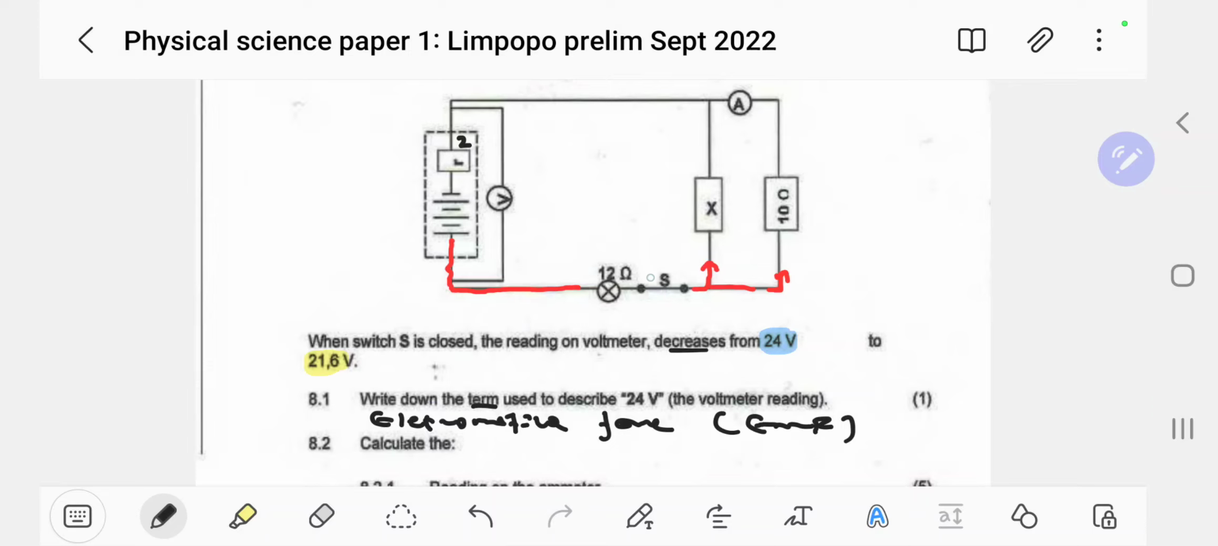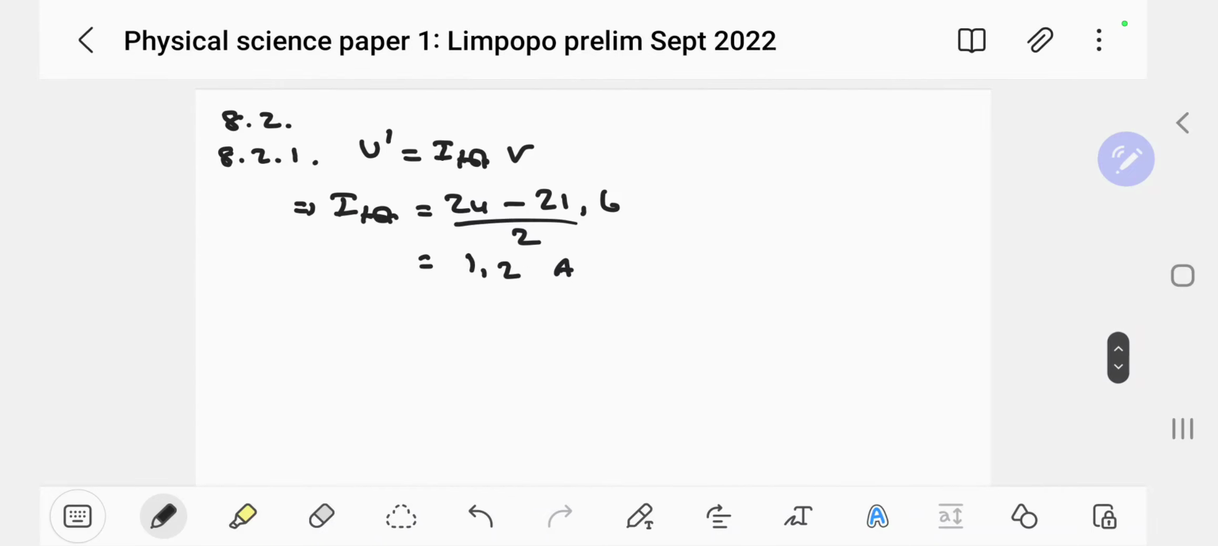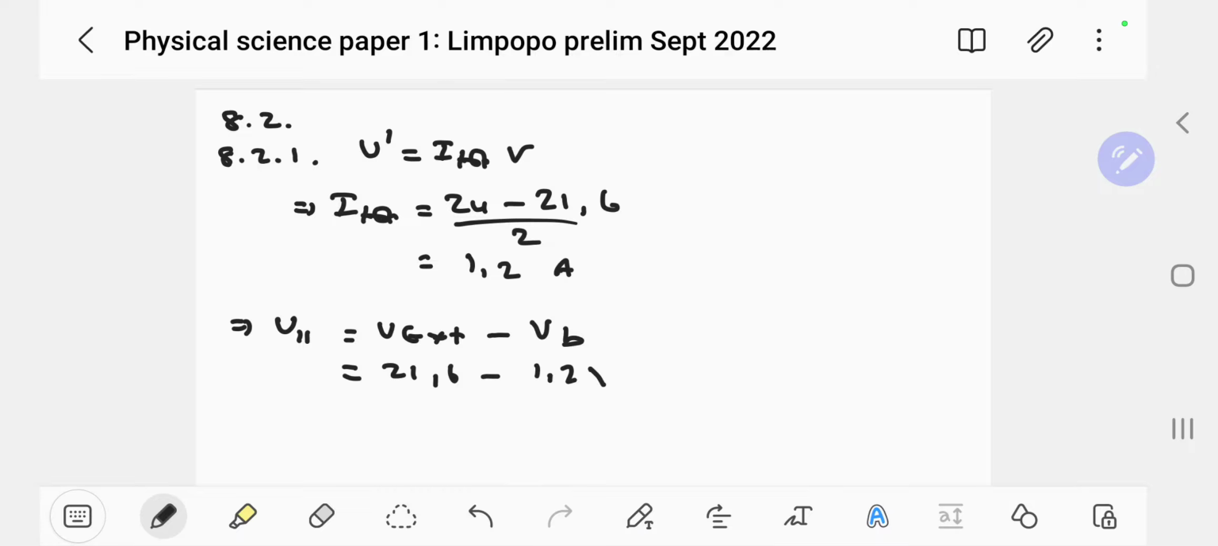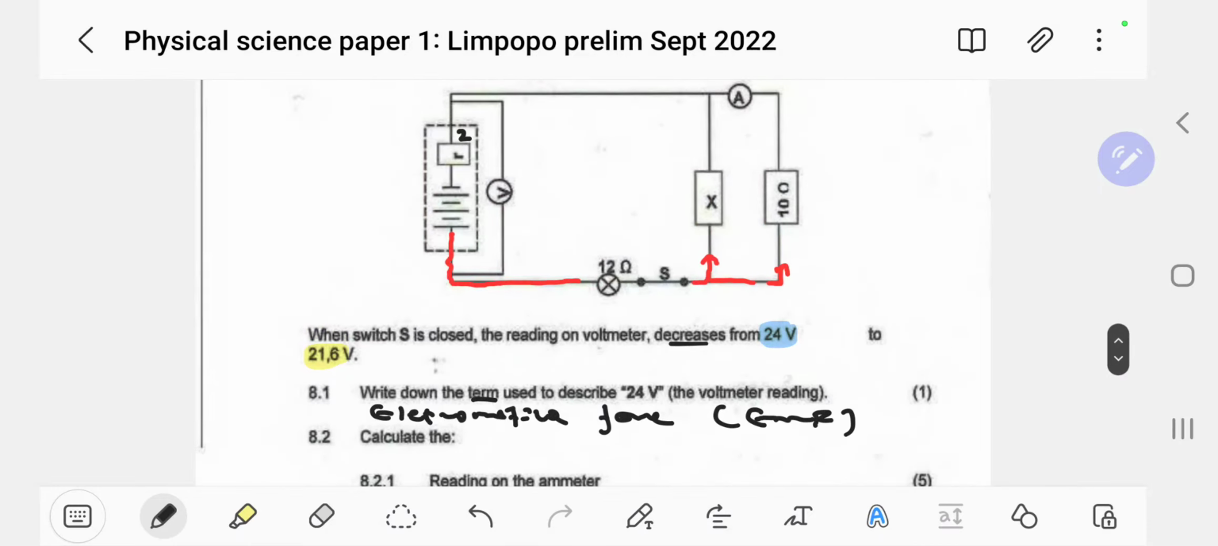Why do I want that current? Because I want this voltmeter right here. It will help me a lot. Now let's see. This implies that V parallel is going to be V external minus VB. All right, which is important, right? V external is 21.6 minus the VB, which is going to be IR, which is 1.2 multiplied by 12, because the light bulb is 12, right?